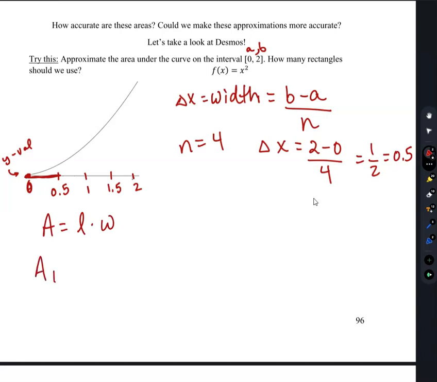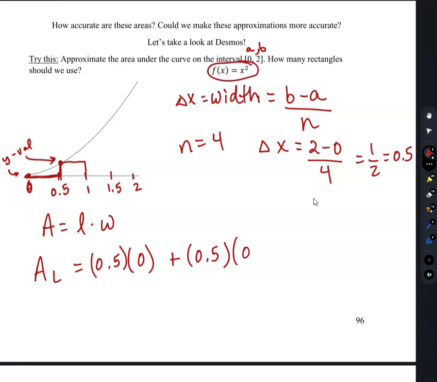So if I'm doing a left-handed approximation, my first rectangle has a width of 0.5 and a height, or a length, of 0. My second rectangle I would draw at 0.5 and cut over. So that would be a width of 0.5. And how would I get the corresponding height right there? Well, I need the y value when x is 0.5. So that would be, because remember the function was x squared, that would be 0.5 squared.